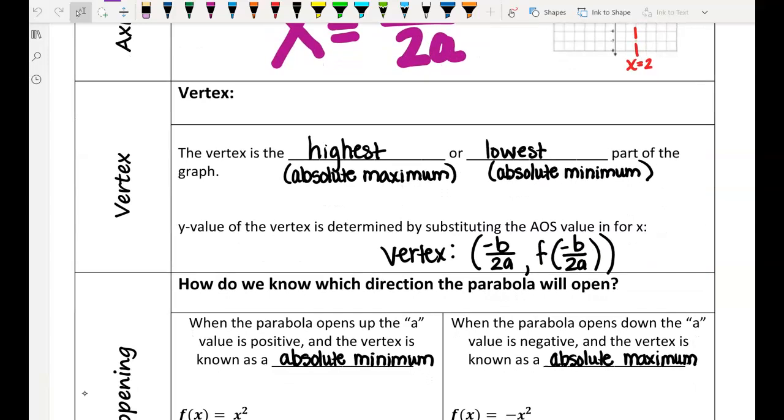Vertex. Vertex is the highest or lowest part of the graph. When it is the highest part of the graph, we call it an absolute maximum. When it is the lowest part of the graph, we call it an absolute minimum. And to find the vertex, we take that negative b divided by 2a, that's our x coordinate, and the function of it is our y coordinate, or we take that x coordinate and substitute it in to find our y coordinate.